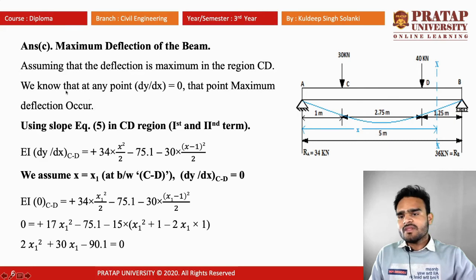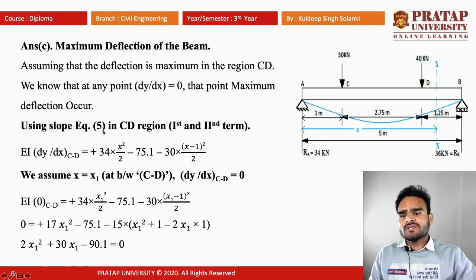And we know that where the maximum deflection is available, the value of slope is equal to 0. At maximum deflection, the value of slope is equal to 0, and dy/dx is equal to 0. At any point where dy/dx is equal to 0, maximum deflection occurs at that point.